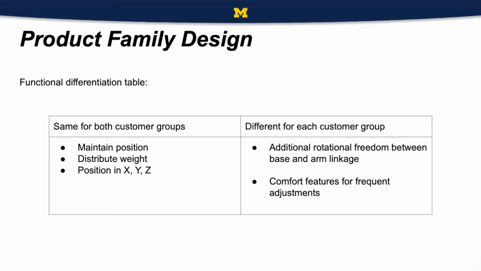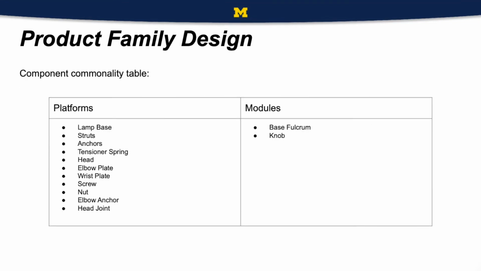Comparing this with the functional component mapping matrix yields us with the component commonality table, a table showing which parts will be common and which parts will be unique to the variety. The modules on the right that we've chosen are the base fulcrum and the knob and will be discussed in the next few slides.